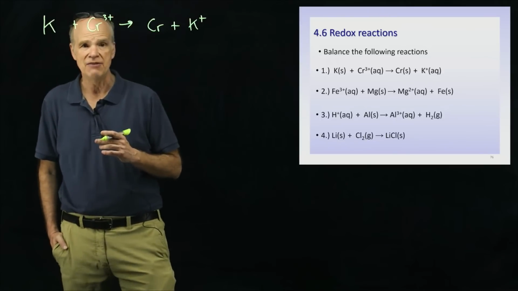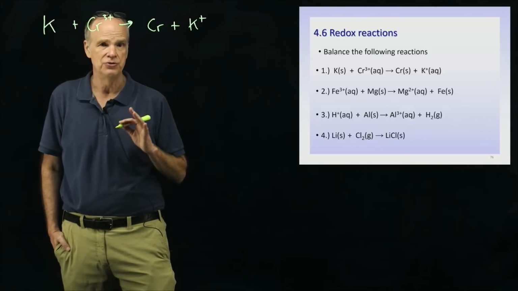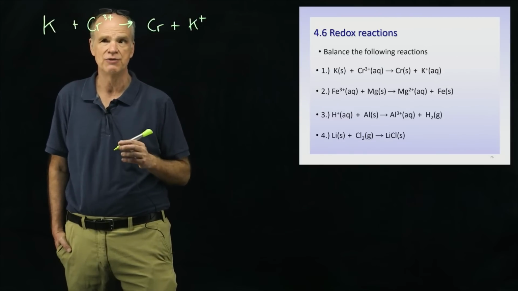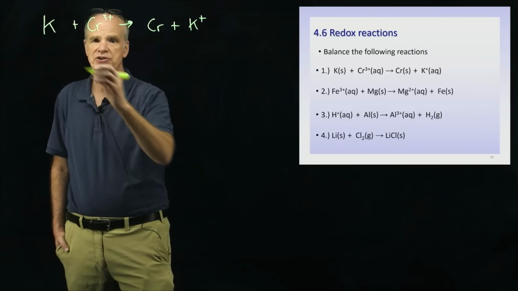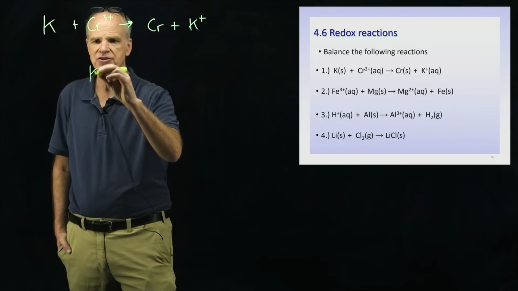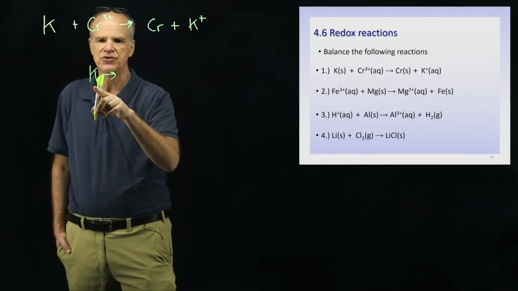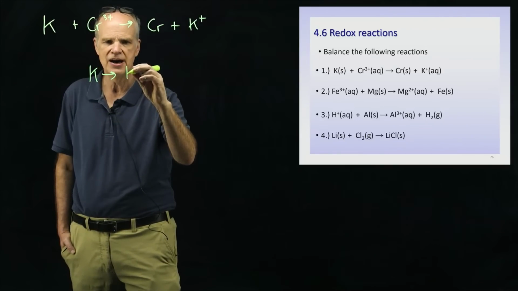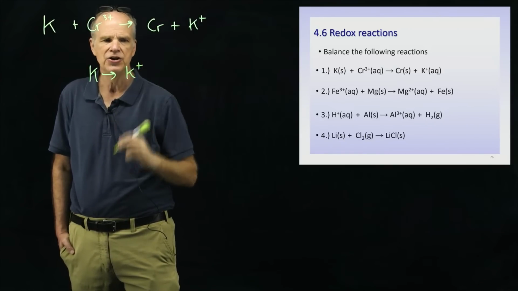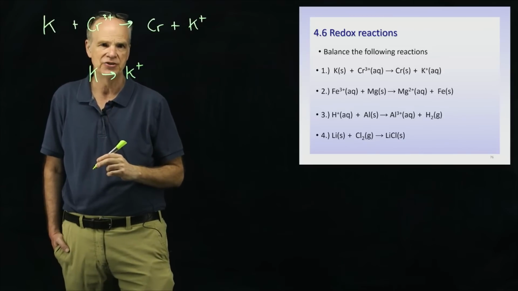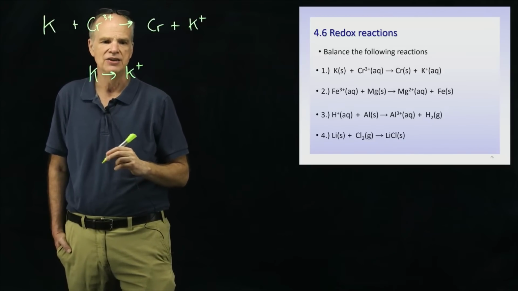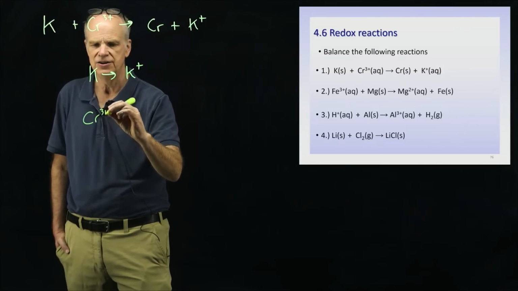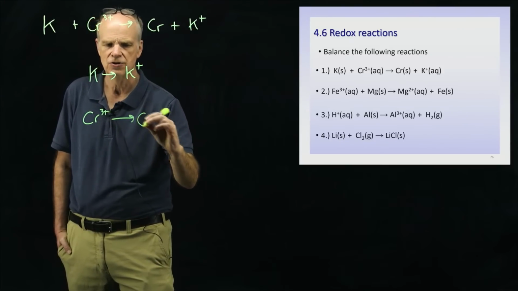Okay, so you might remember the first step is to identify the half reactions as either oxidation or reduction. So we'll do that. So we have potassium here, on the reactant side, looks like it's the neutral atom going to here, the product side. And so that is the potassium ion. So that's one half reaction. And then the other reaction is we have a chromium ion here going to chromium metal.